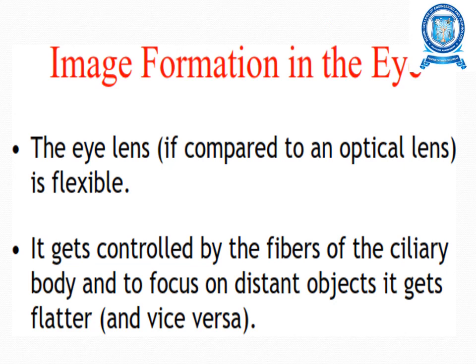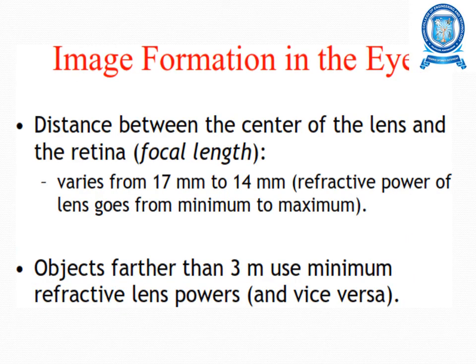The lens is flexible and it is controlled by the fibers of the ciliary body, and it becomes flatter to focus on distant objects. The distance between the lens and the retina, the focal length, is from 17 mm to 14 mm. The refractive power of the lens grows from minimum to maximum. So objects further than 3 meters can use minimum refractive lens power, or vice versa.